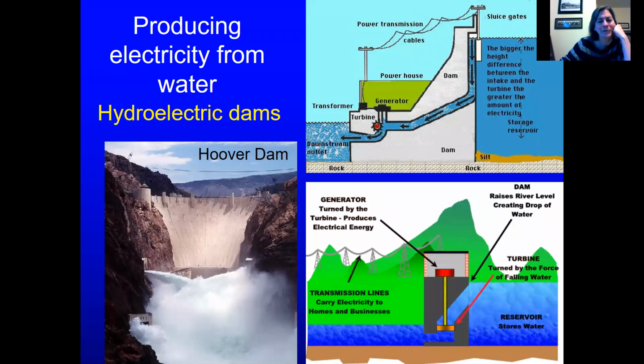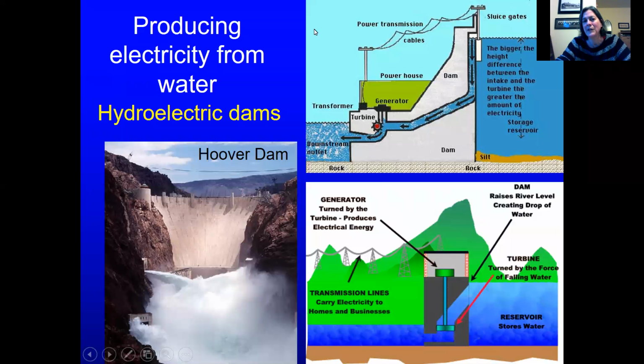And hydropower, I like the bottom picture because it's animated. Hydropower is pretty straightforward. You're using the potential energy of stored water dropping from some height, and it converts to kinetic energy as it falls. And that kinetic energy then turns the turbine that makes your electricity.